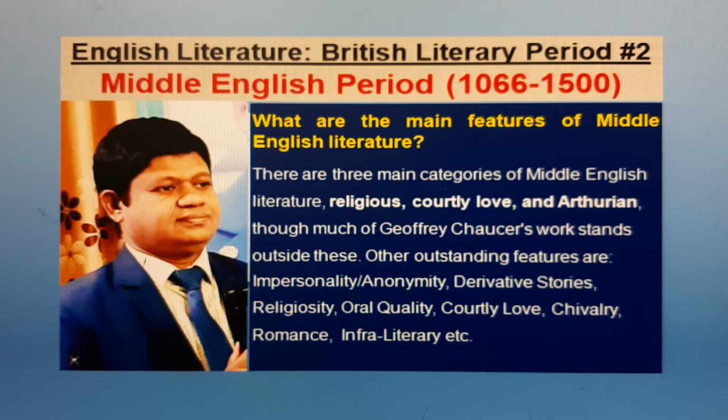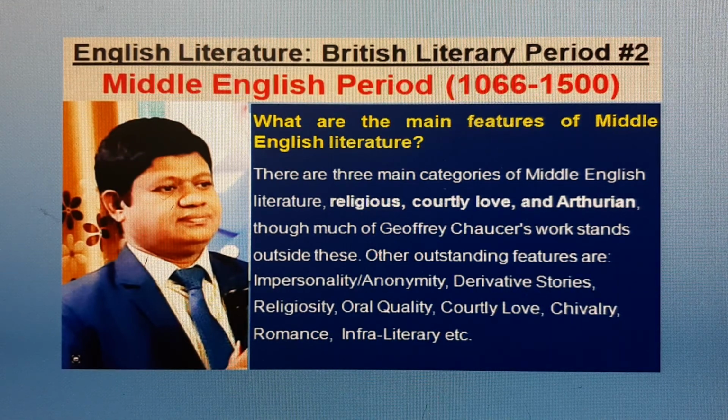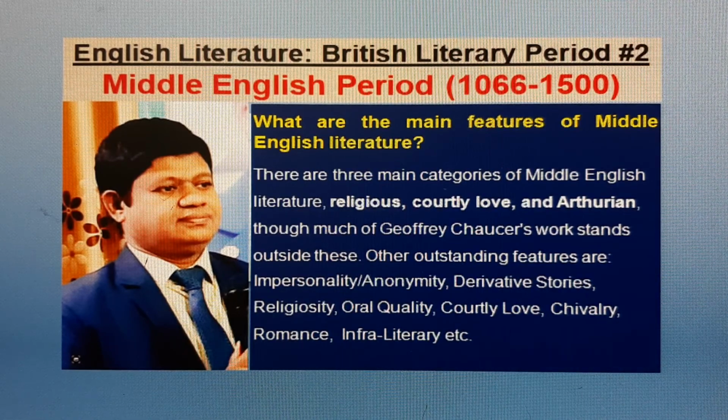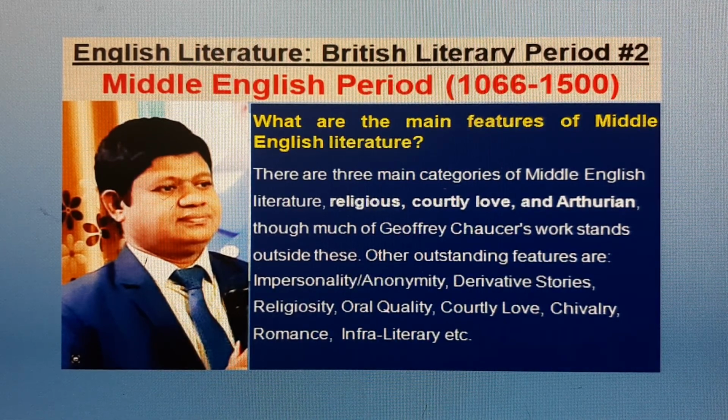What are the main features of Middle English literature? There are three main categories of Middle English literature. Number 1, religious. Number 2, courtly love. And number 3, Arthurian. Though much of Geoffrey Chaucer's work stands outside these. Other outstanding features are impersonality or anonymity, derivative stories, religiosity, oral quality, courtly love, chivalry, romance, infraliterary, etc.